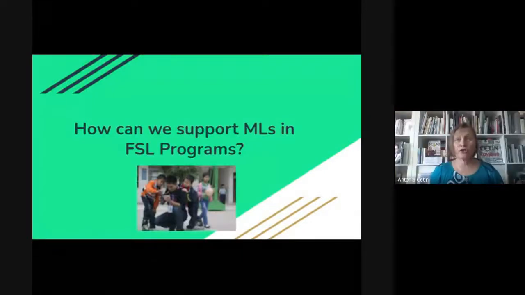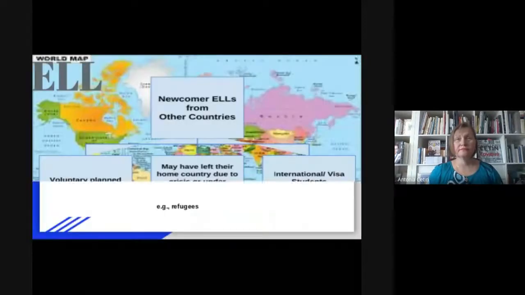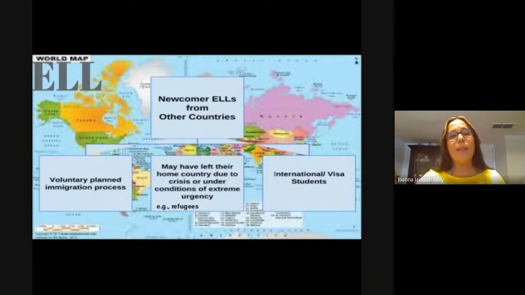Let's have a closer look at how we can support MLs, multilingual learners, in FSL programs. First, it is important to know your students. If you have newcomer students who are multilingual learners, they may have gone through a voluntary planned immigration process. They may be international students. They may be permit or visa students. They may have left their home country due to crisis or under conditions of extreme urgency, such as refugees.